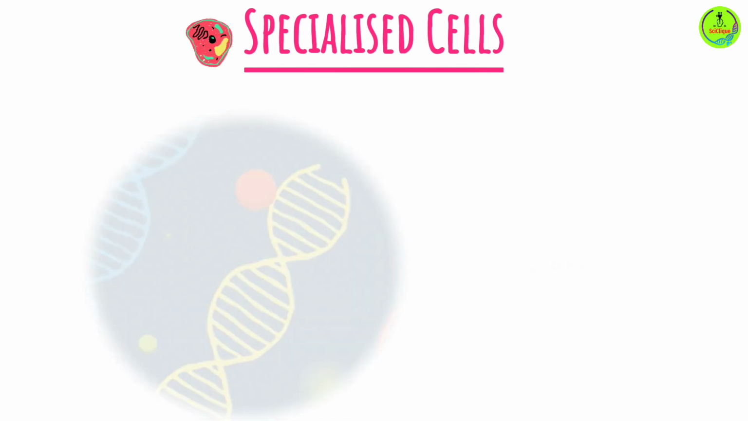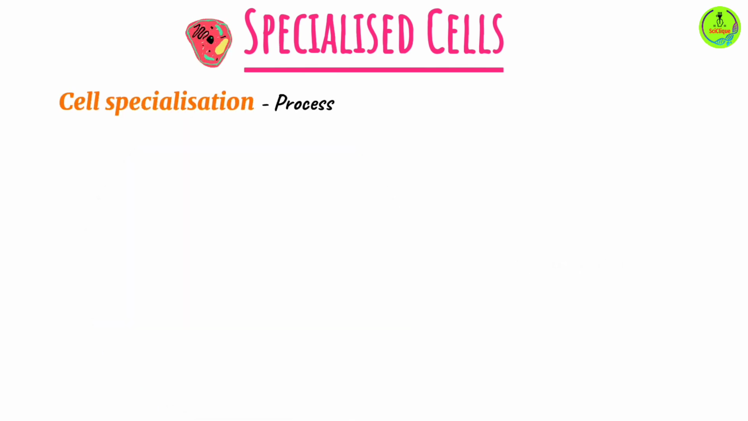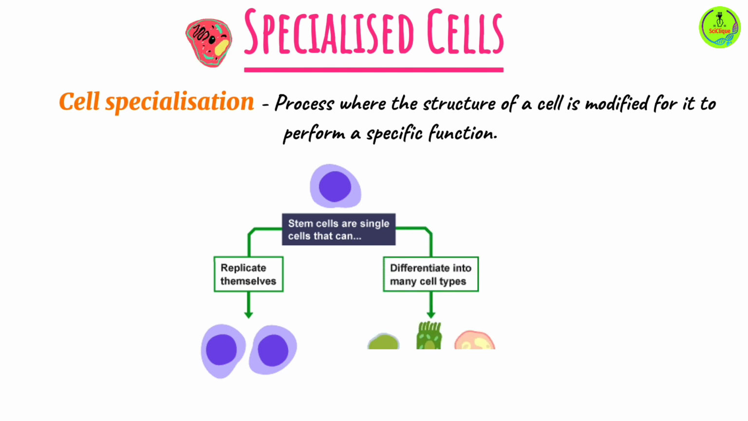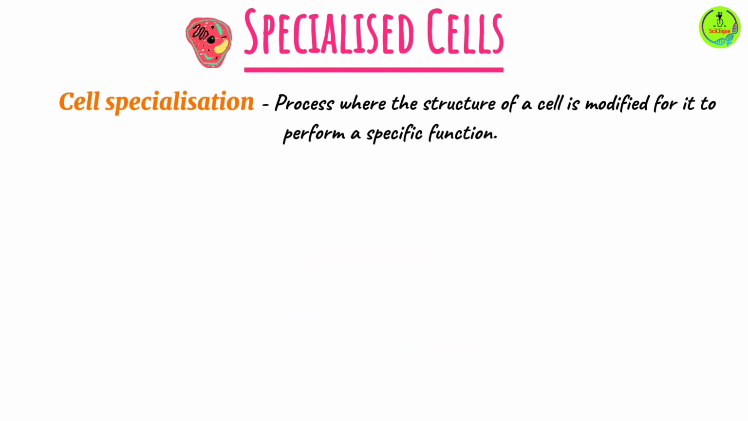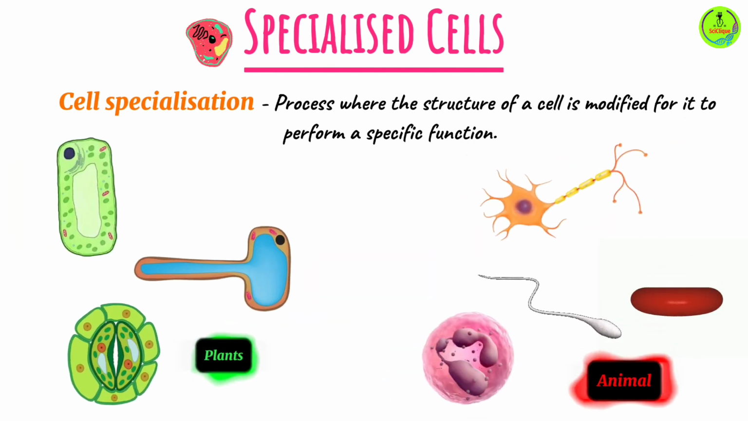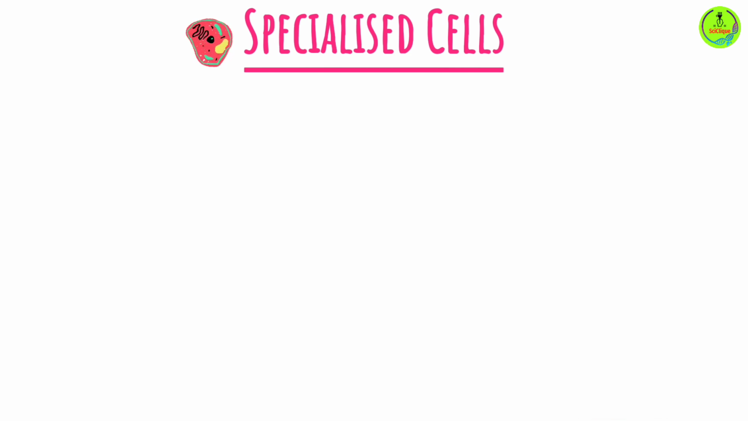So each cell is going to have a specific structure to enable it to perform a specific function that is necessary for the survival of that organism. So in our lesson today, we are going to discuss the following specialized cells that are present in animals and plants. Let's dive into it.